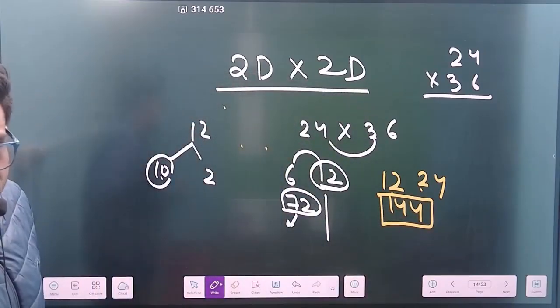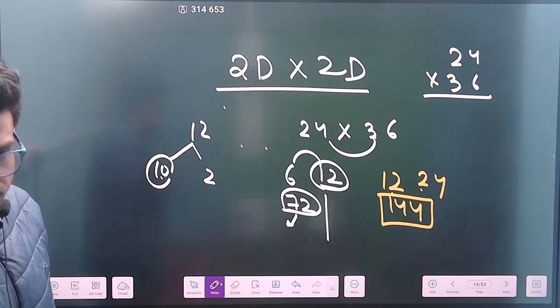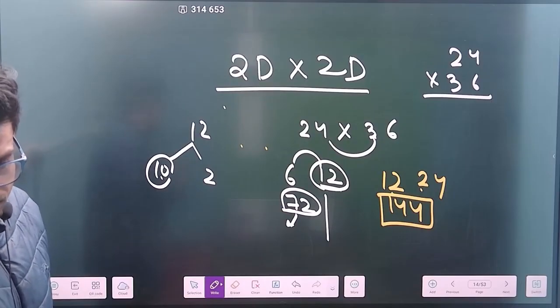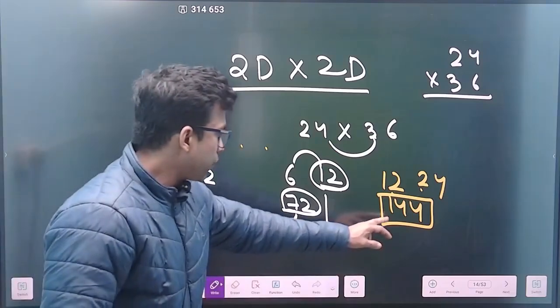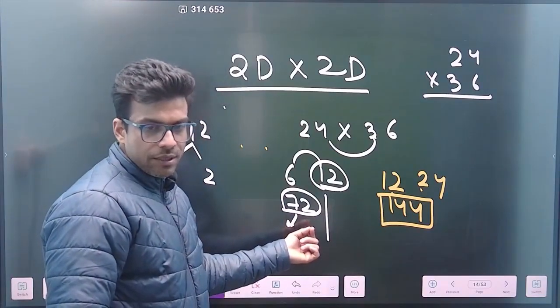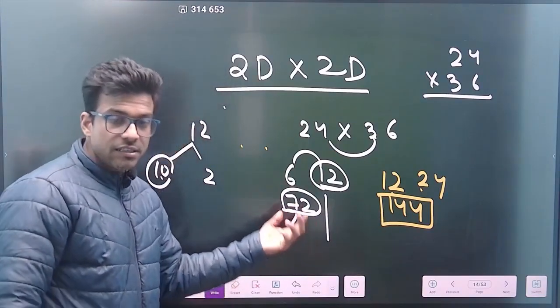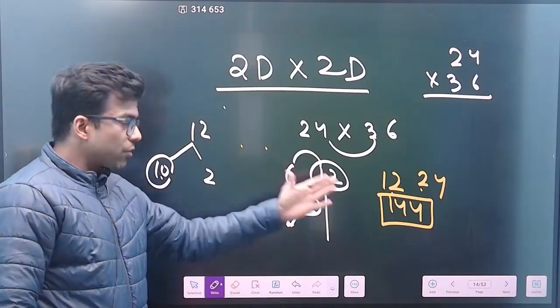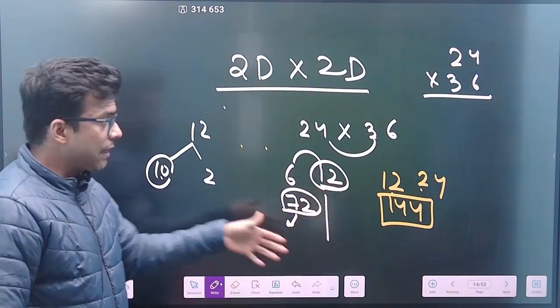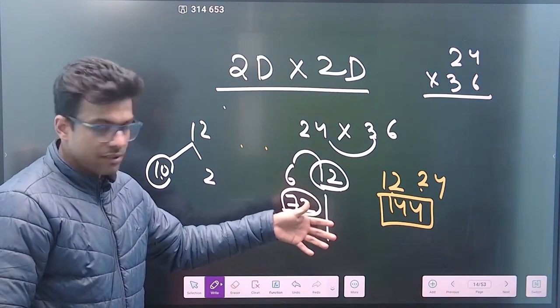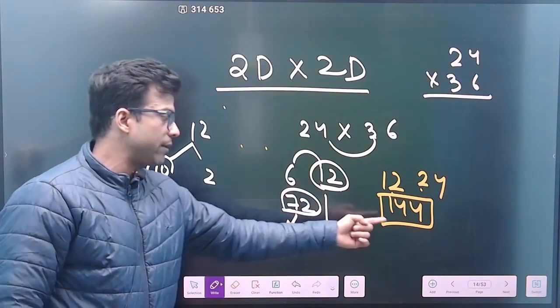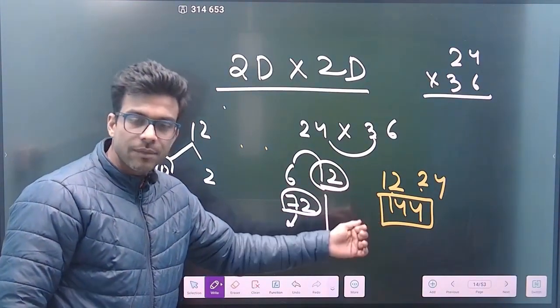I'm just writing in slow process. How this 144 came, how this 72 came. I'm just writing in such a way because you should get the algorithm, how it is happening. I hope this is clear. This is how 72 came. This is how 14 came. Now the next step is the answer.